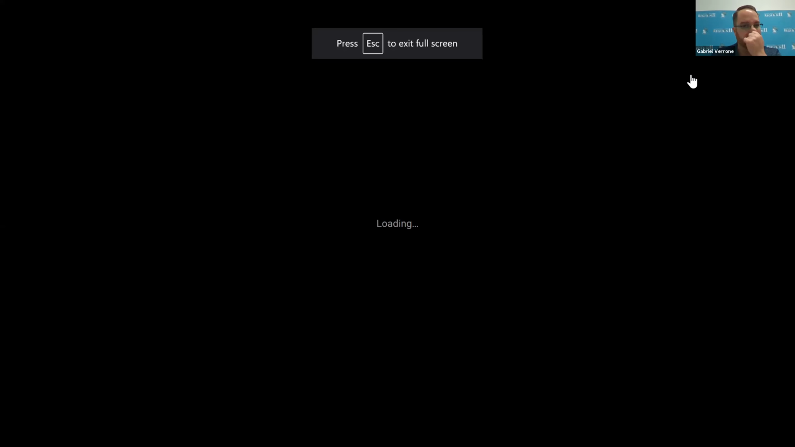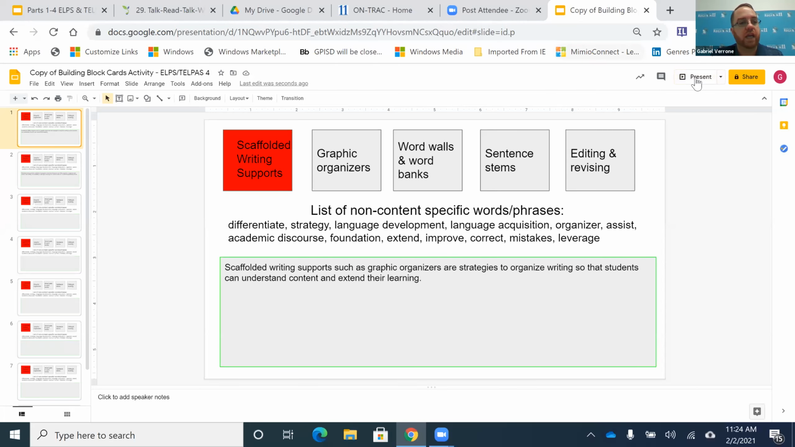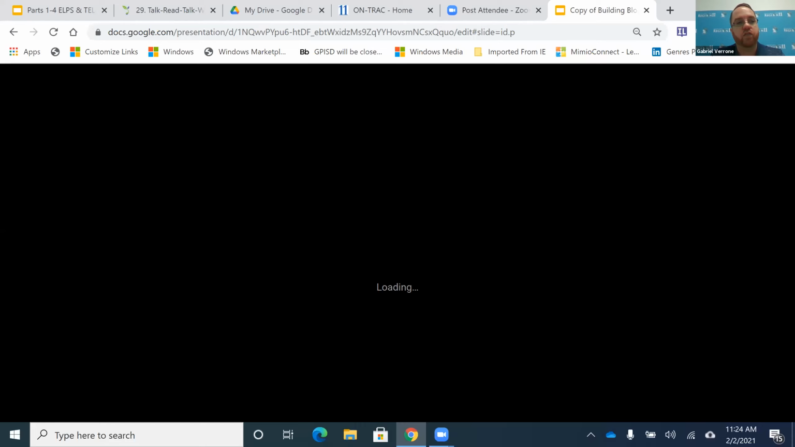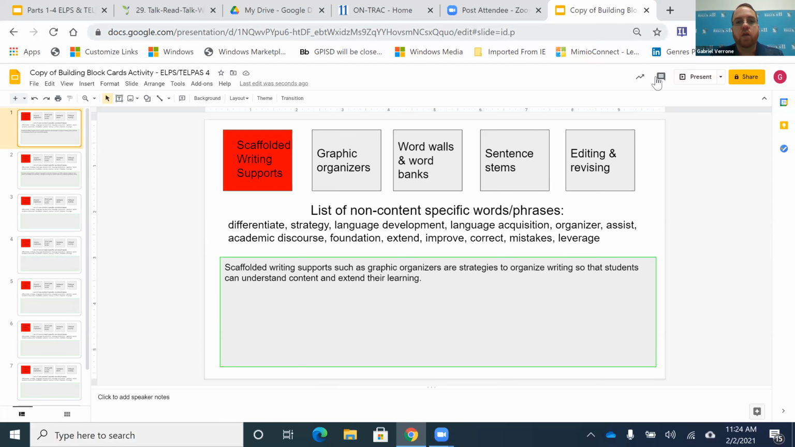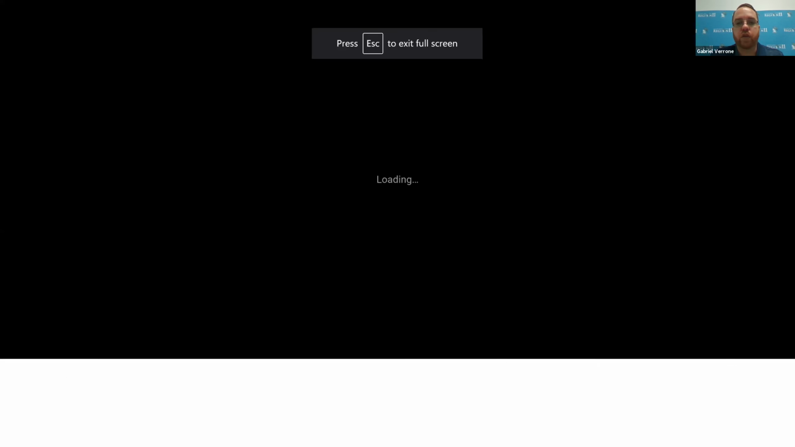All right. We only have a few minutes, so we are gonna have to zoom. And again, I don't want to full screen that. Sorry about that. So we looked at graphic organizers, we looked at word banks and word walls. If this ever shares, I will finish us up. Okay.